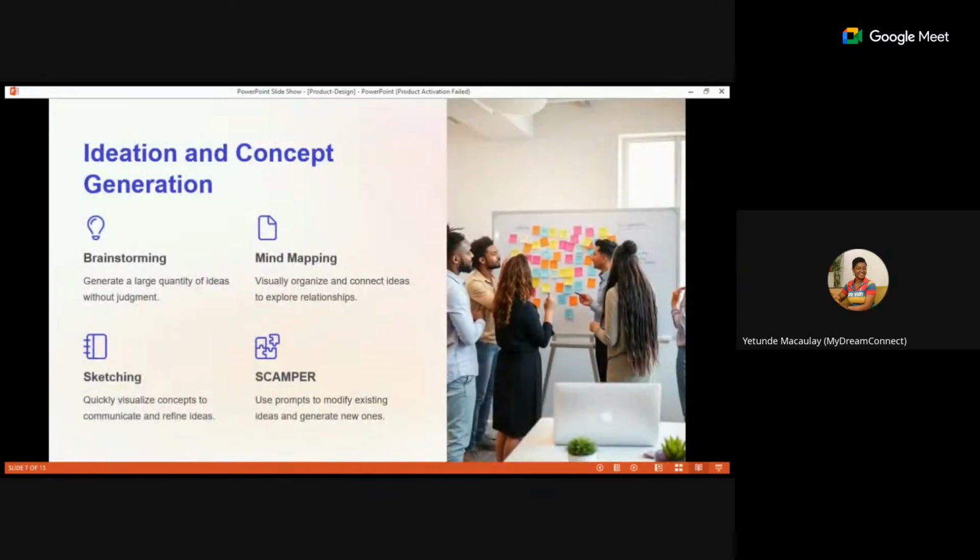And next, this is the ideation and concept generation process. I expect that as we're coming together as a group, we have to brainstorm. So we have to generate a large quantity of ideas without judgment. We're getting into it now. We will also do some sketching. You quickly visualize concepts to communicate and refine your ideas. And then the process also requires that you mind map, you visually organize and connect ideas to explore relationships. And then you can engage the SCAMPER process, where you use prompts to modify existing ideas and generate new ones.